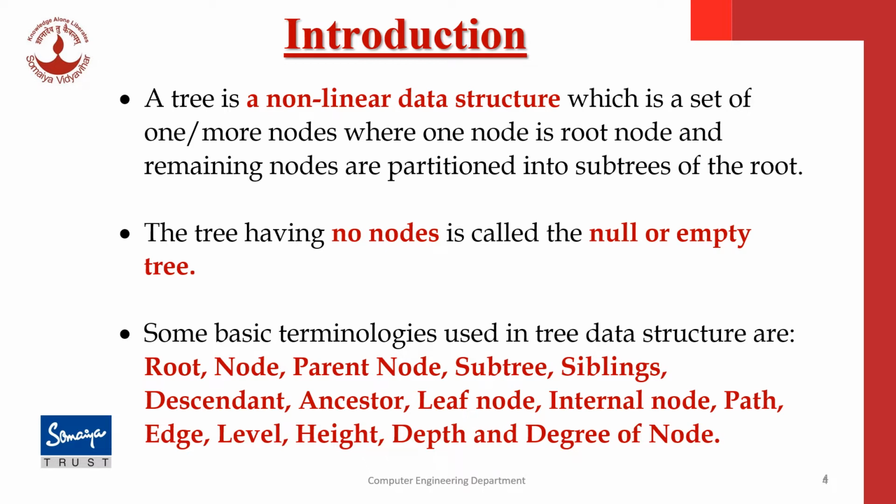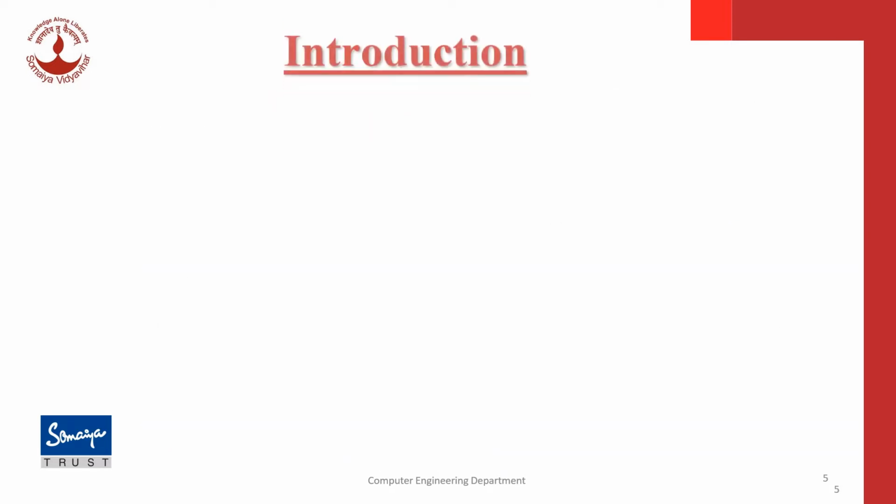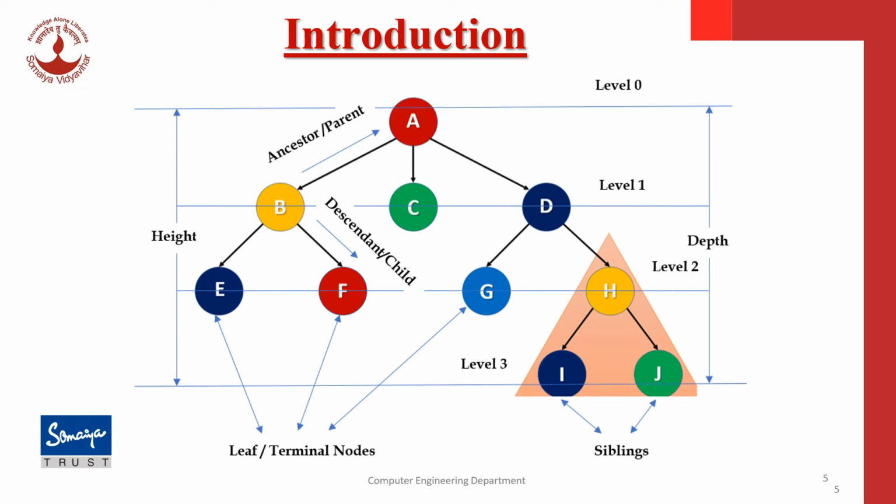Now there are various basic terminologies or related words used in the tree data structure. Like, as I said, when we say tree, we come across certain basic words like root, stem, leaves, branches. Similarly, we have certain terminologies used in the tree data structure which are called root, parent, subtrees, siblings, descendants, ancestors, leaf nodes, and so on. All these terminologies can be best explained with the help of this diagram, with the help of this tree structure.